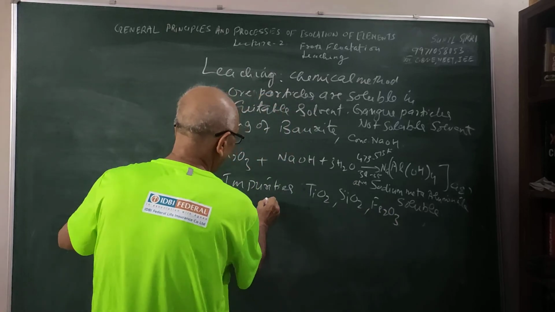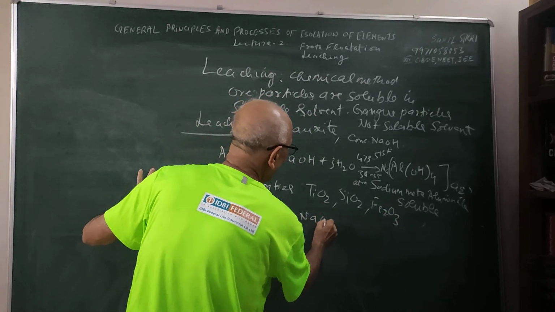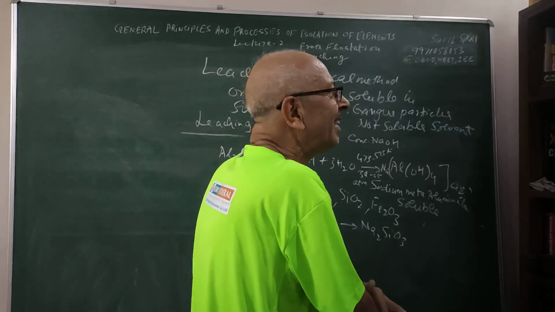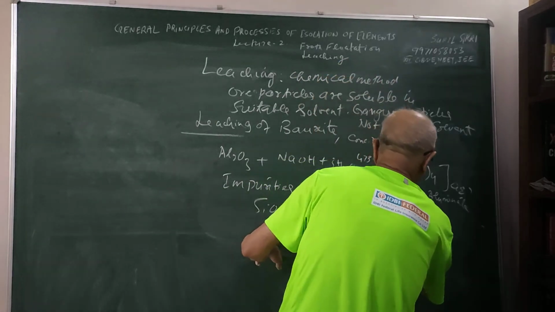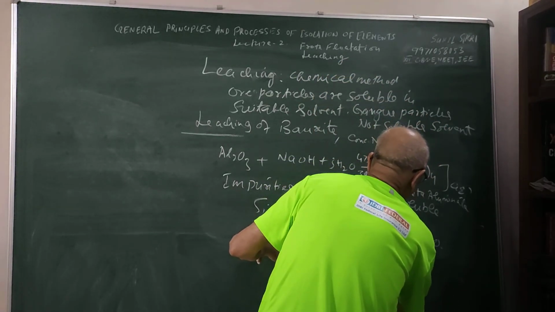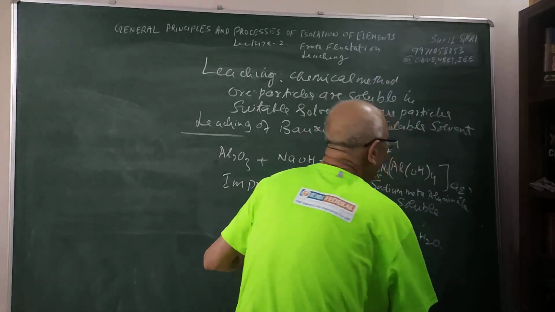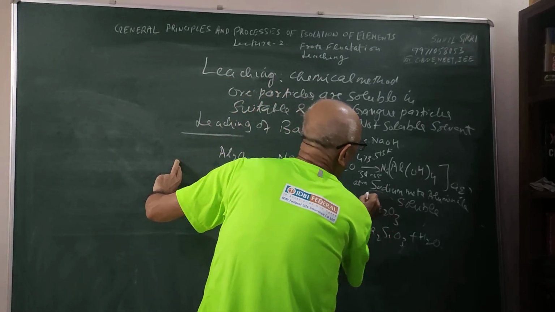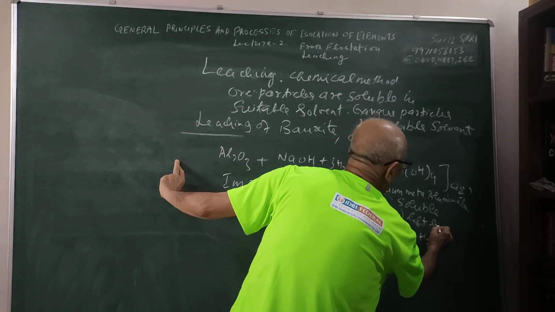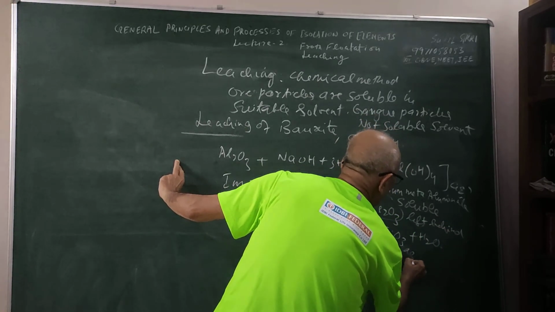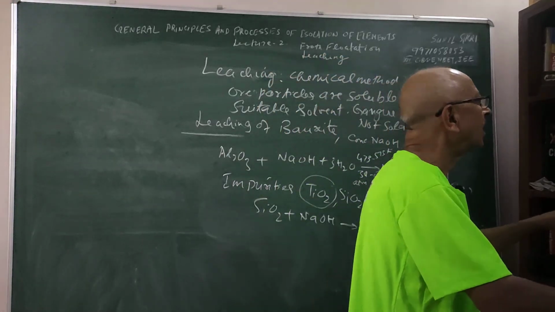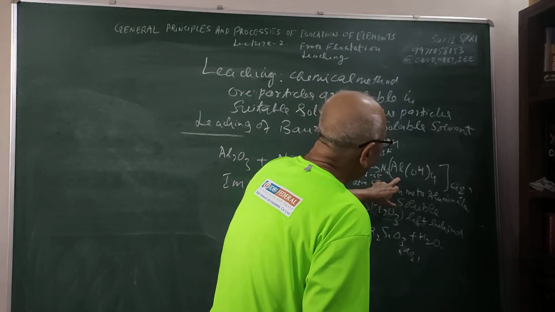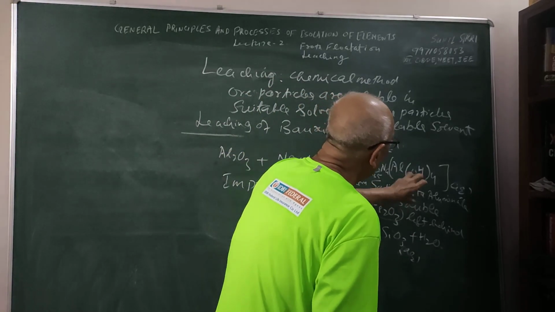TiO2 and Fe2O3 remain, and SiO2 also reacts with NaOH to form Na2SiO3, sodium silicate, which is also soluble. The main impurities TiO2 and Fe2O3 are left behind. Now you have sodium meta-aluminate, which is soluble.